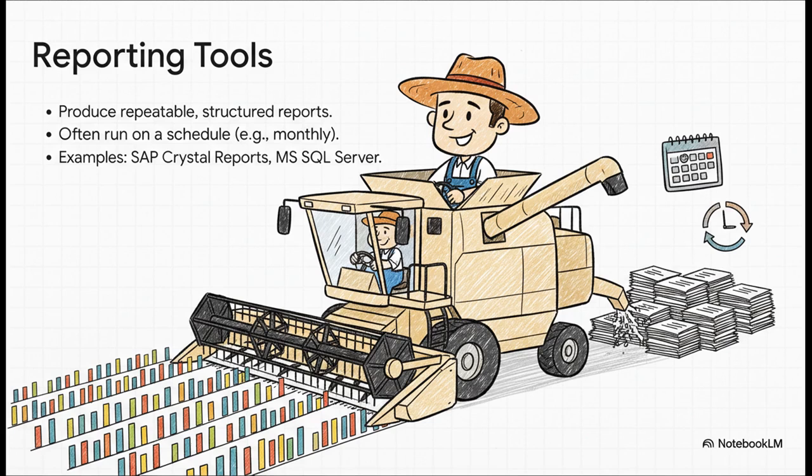First up, we've got reporting tools. This right here is the farmer's combine harvester. It is built for one thing, efficiency through repetition. You know, your standard monthly financial reports or quarterly summaries. You set it up once, and it just harvests the exact same structured information reliably every single time. It's for the questions you already know you need to ask.